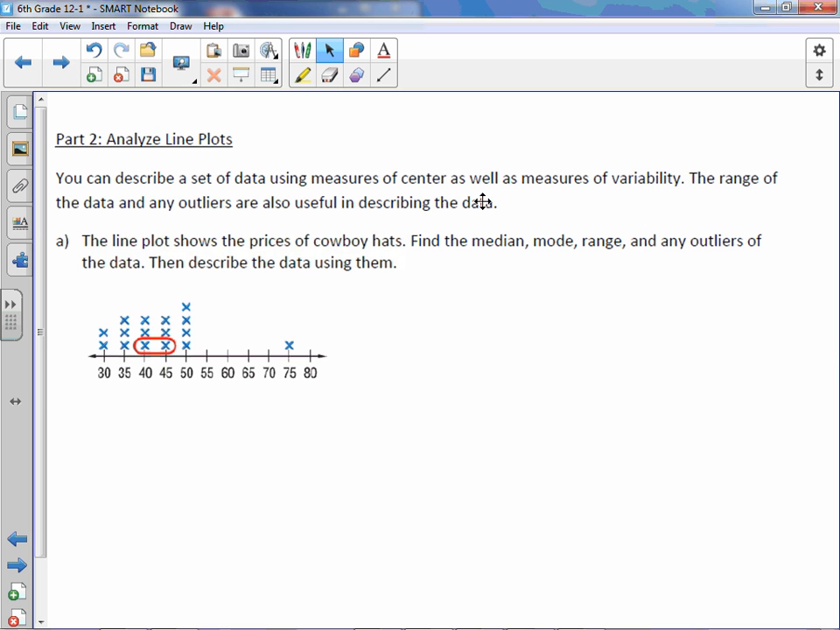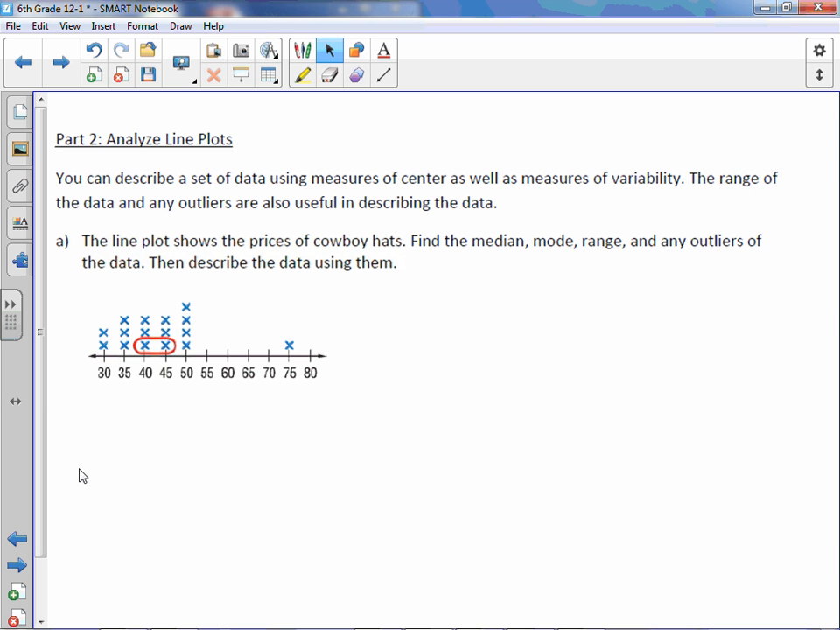Analyze line plots. You can describe a set of data using measures of center as well as measures of variability. The range of data and any outliers are also useful in describing the data. The line plot shows the prices of cowboy hats. Find the median, mode, range, and any outliers of the data, then describe the data using them.